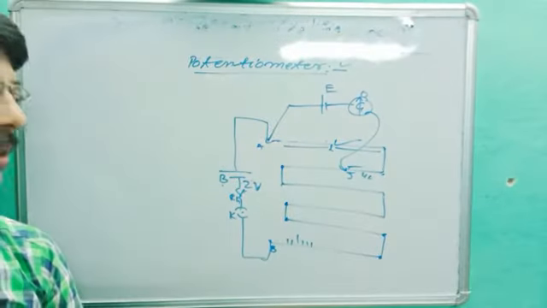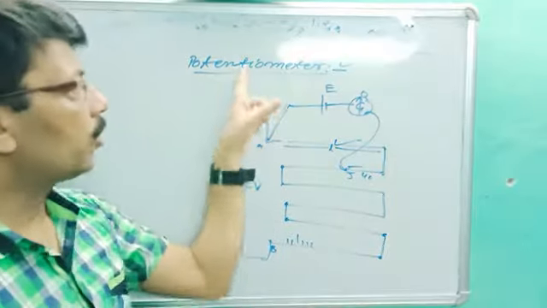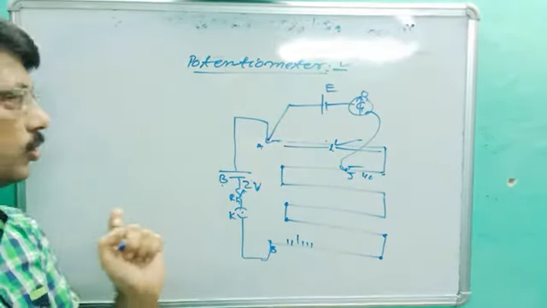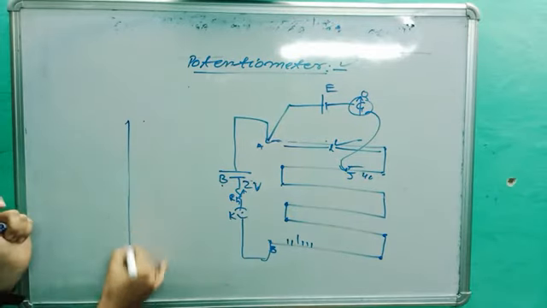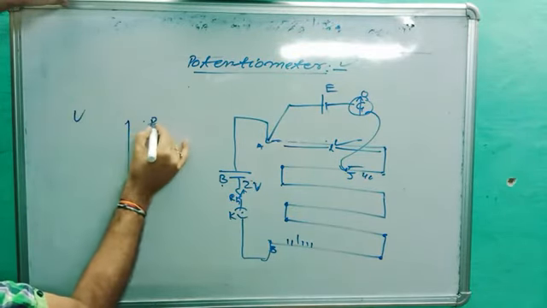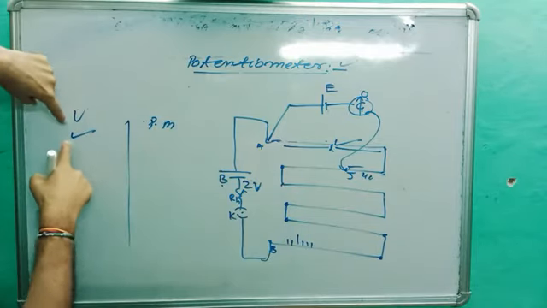This is the first point. The second point: many times the question asks how you can say that a potentiometer is superior to a voltmeter. A very, very important question. Potentiometer is superior to voltmeter. So see, there are some facts. Voltmeter and potentiometer. Voltmeter is based on null deflection. Sorry, voltmeter is based on deflection.